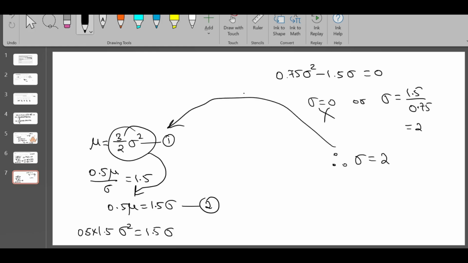Sub in here, you will get mu. Mu is 3 over 2 times sigma square. You will get 12 over 2 is 6. Mu is equal to 6. That's all.